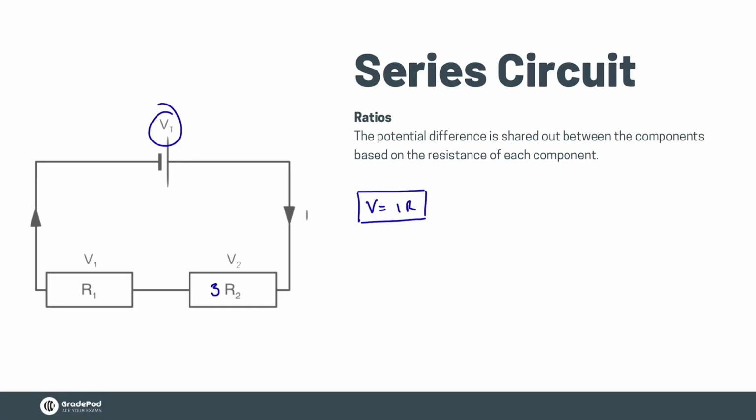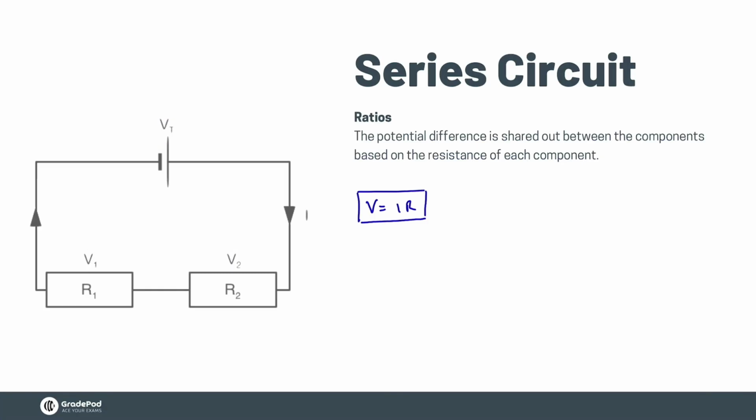Let me give you an example of that. Let's say the total voltage given out by the cell is 8 volts. Well, this, R2, would receive 3 times more voltage than R1 because it's got 3 times more resistance than R1. So V2 would be 6 volts and V1 would be 2 volts. And we can see that 6 plus 2 equals 8, but we can also see that V2 is 3 times more than V1.